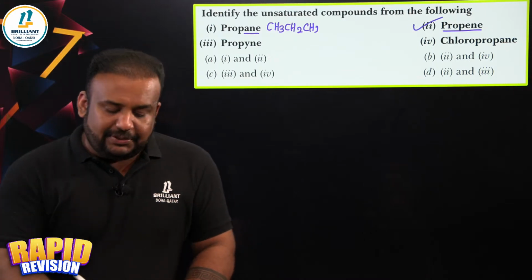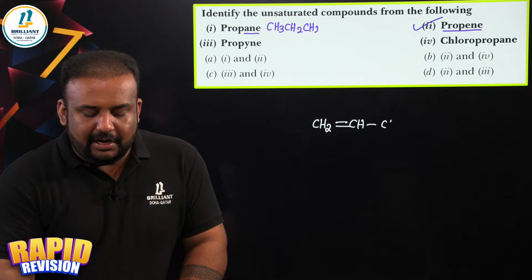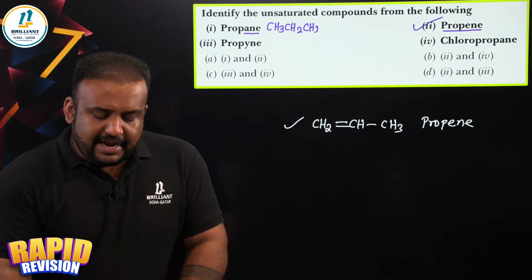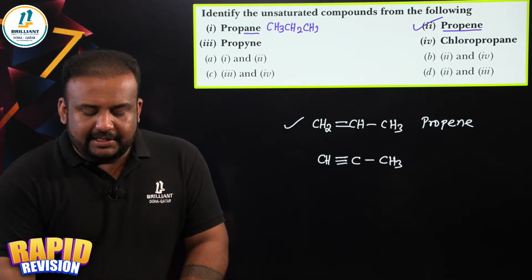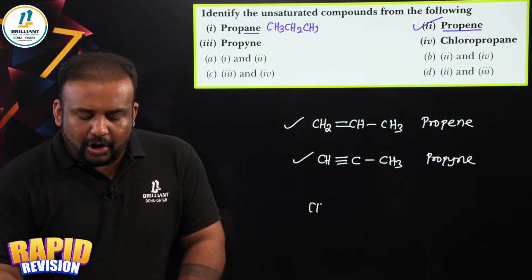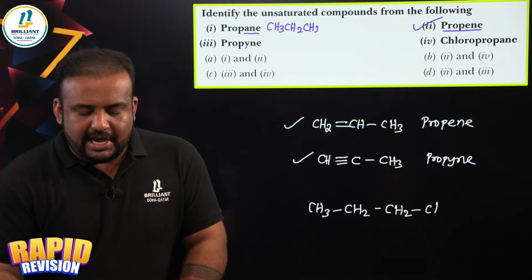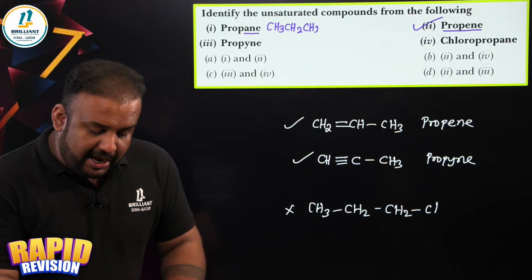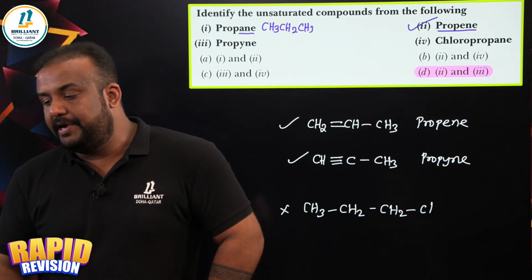Then propene. Propene is going to be unsaturated, no doubt, because propene is CH2 double bond, CH single bond, CH3. This is called as propene. It is unsaturated. Then propyne. Propyne is CH triple bond C, CH3. This is propyne. Propyne is also unsaturated. Then chloropropane. Chloropropane is CH3, CH2, CH2Cl. This is not unsaturated. So the compounds 2 and 3 are unsaturated.